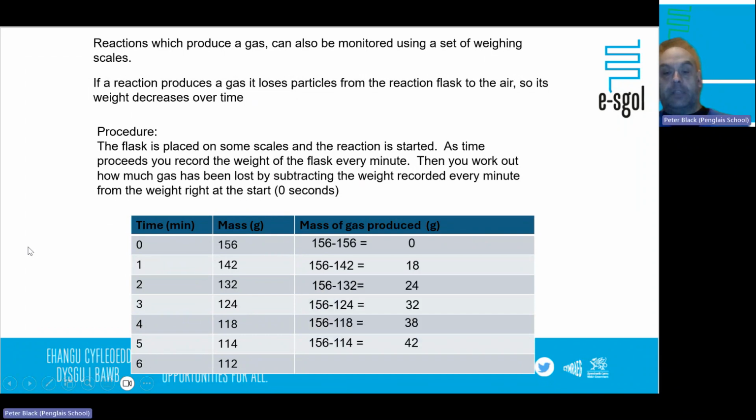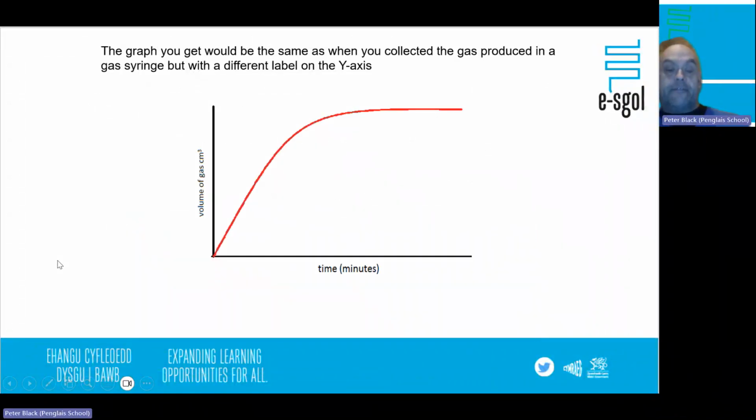You can see here I've worked out how much gas is being produced. This is the start mass, this is the mass after 1 minute, after 2 minutes. So we're just subtracting to see how much gas has actually formed. And again, we get a similar graph to the volume of gas graph, obviously with a different axis. Now we're looking at the mass lost from the reaction. And I'm just going to point one thing out here, by the way.